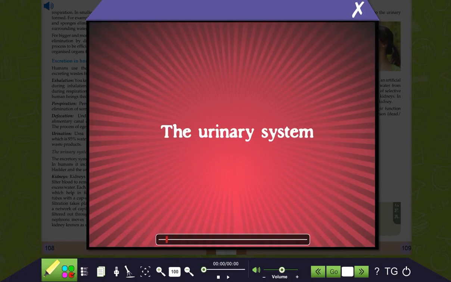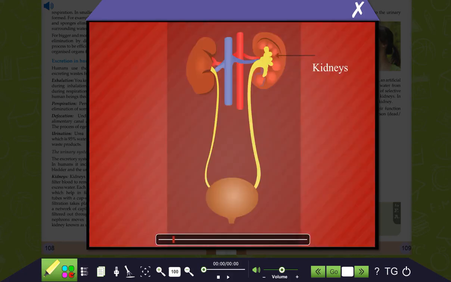The urinary system. Kidneys. Kidneys are small bean-shaped organs which filter blood to remove urea and other wastes along with excess water. Ureters. Ureters are tubes which pass the urine formed in the kidneys to the urinary bladder. Urinary bladder. The urinary bladder is a small, muscular bag-like organ which swells up when full of urine. It shrinks in size after urine is expelled out.